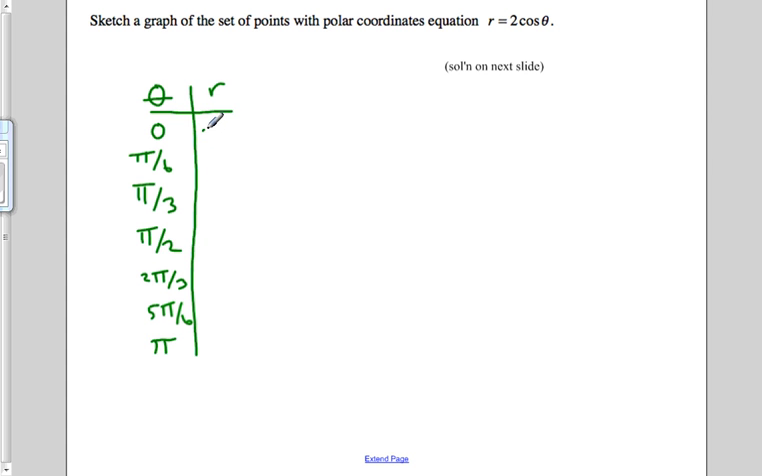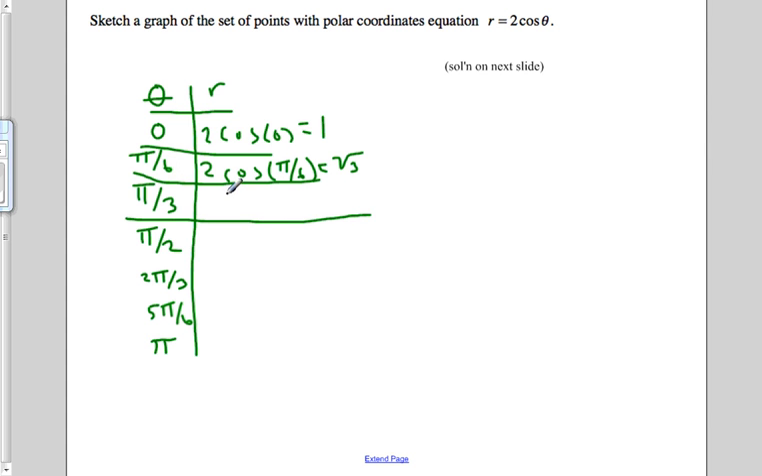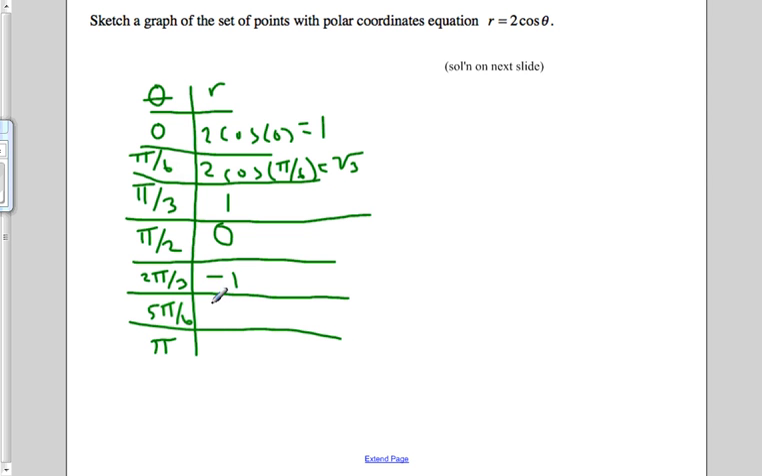So our r value here, 2 cos of 0 equals 2, 2 cos of pi over 6 equals root 3. This is going to equal 1, 0, negative 1, and you can go and fill this chart all out. Negative root 3, and negative 2. So we can go fill this chart out, and let's just skip to the next slide because I think there's no point in going through all of this.